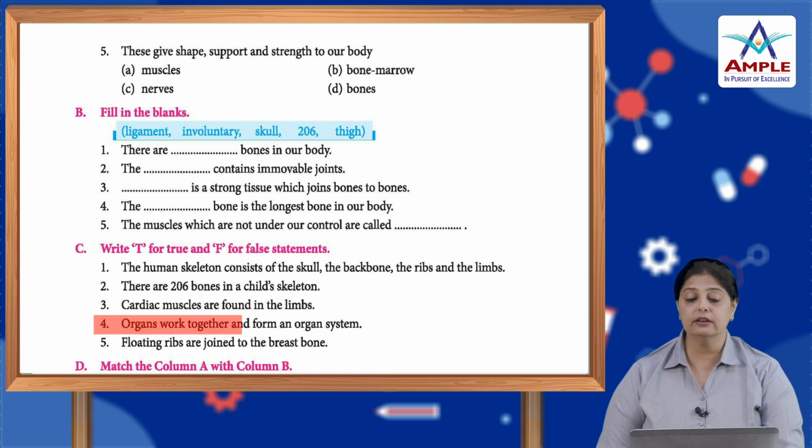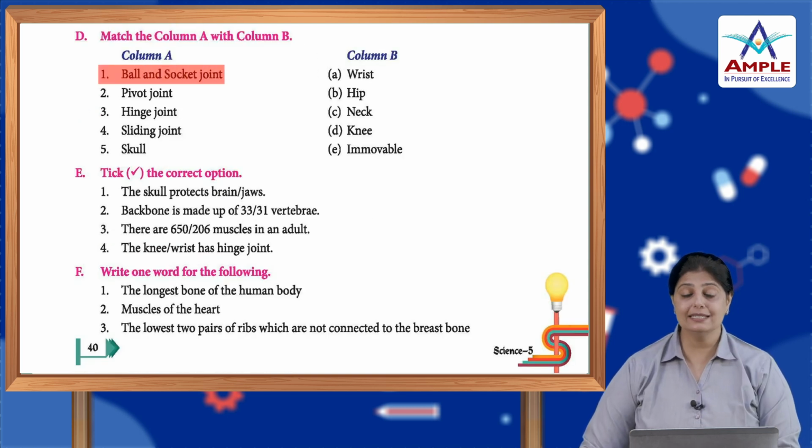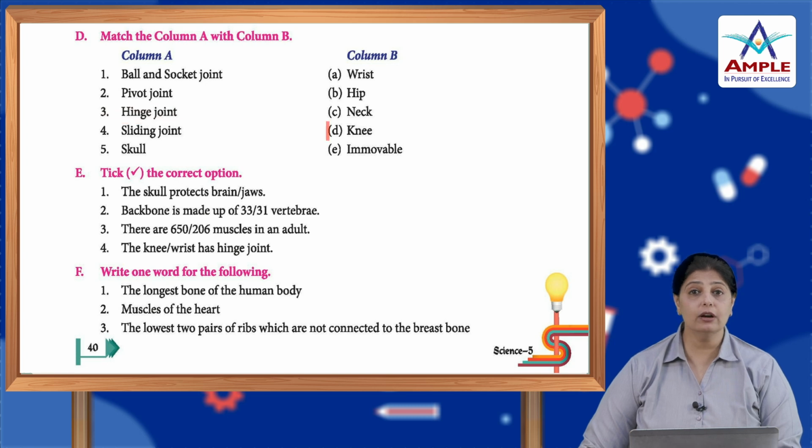Organs work together and form an organ system. Yes. Floating ribs are joined to the breastbone. Yes. Now, match the column. Ball and socket joint is at the hip. Pivot joint, neck. Hinge joint is in your knee. Sliding joint, wrist. And the skull is immovable.